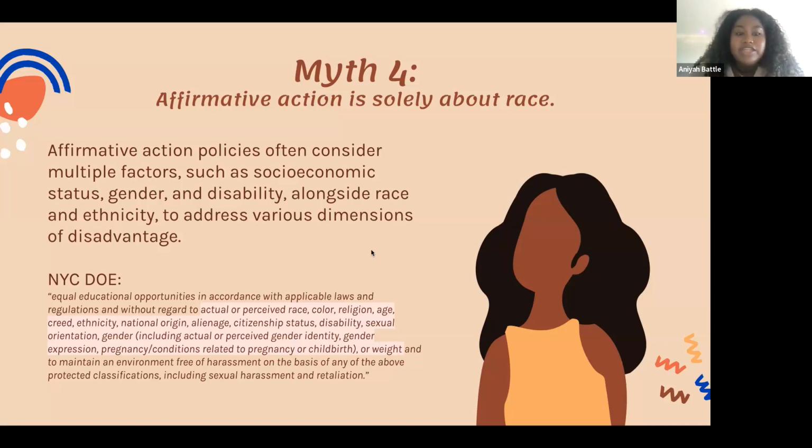And this is just a quote that I found directly from the DOE here in New York City. The equal educational opportunities in accordance with applicable laws and regulations and without regard to actual or perceived color, race, religion, age, creed, ethnicity, national origin, alienage, citizenship status, disability, sexual orientation, gender, pregnancy, conditions related to pregnancy, or weight. So there's just so many different parts within the actual policy of affirmative action. And again, this is within the educational context, not the employment context, but still, it goes way beyond race.